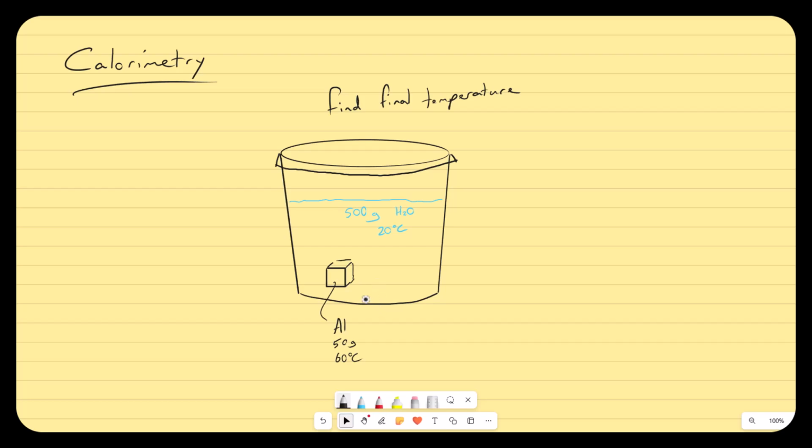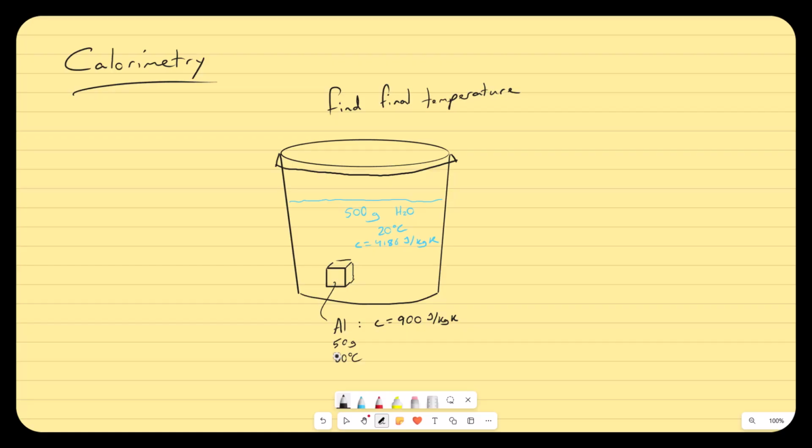So first I'm going to need some numbers. The specific heat, or the heat capacity for aluminum, is going to be 900 joules per kilogram Kelvin, and the heat capacity for water is 4186 joules per kilogram Kelvin.